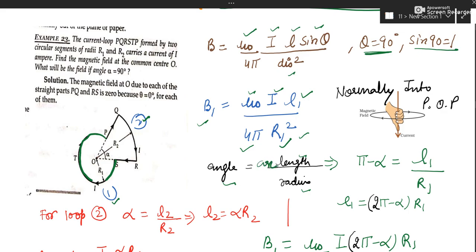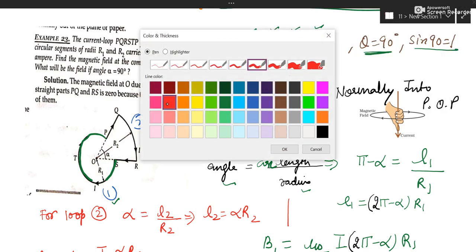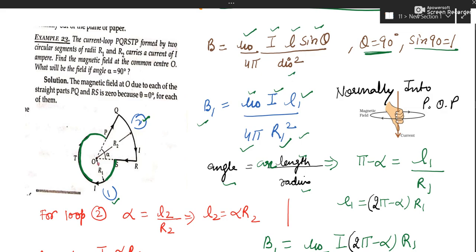Okay, now what is the angle? The angle made by the circular arc has to be told. So how much angle is made here? This one is alpha, so the remaining angle will be 360 minus alpha, right? So this angle is going to be 360 minus alpha because this angle is alpha. So my first length is equal to r1 times this angle, and I will substitute here.